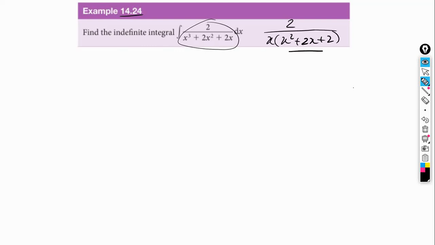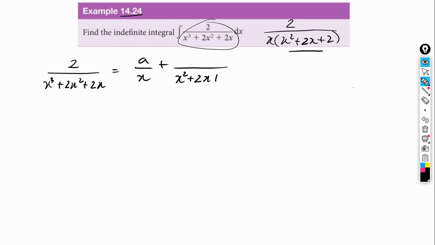And then notice that this is irreducible. So that means that we can rewrite this as 2 over x times (x squared plus 2x plus 2). We can rewrite it as a over x plus what we would have in the denominator would be irreducible, right? x squared plus 2x plus 2. And then since this is quadratic, we have to have a linear term and a constant. So we would need to have bx plus c.